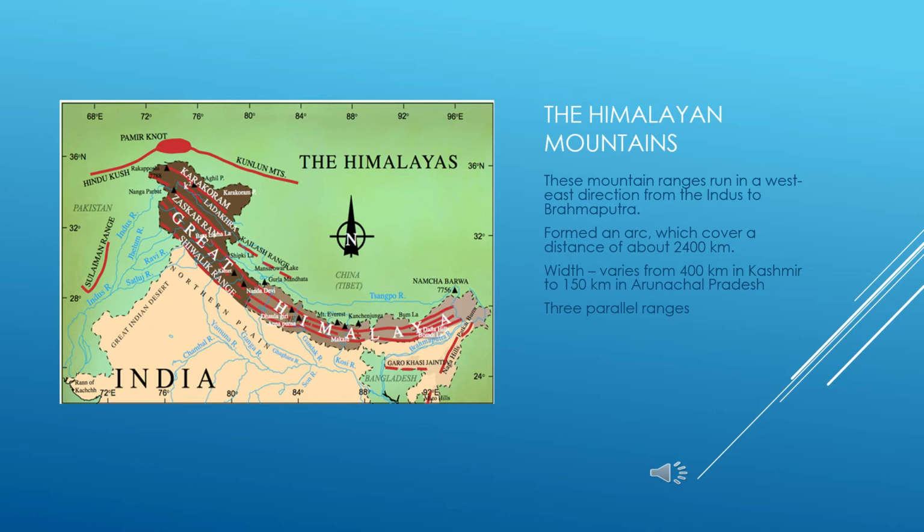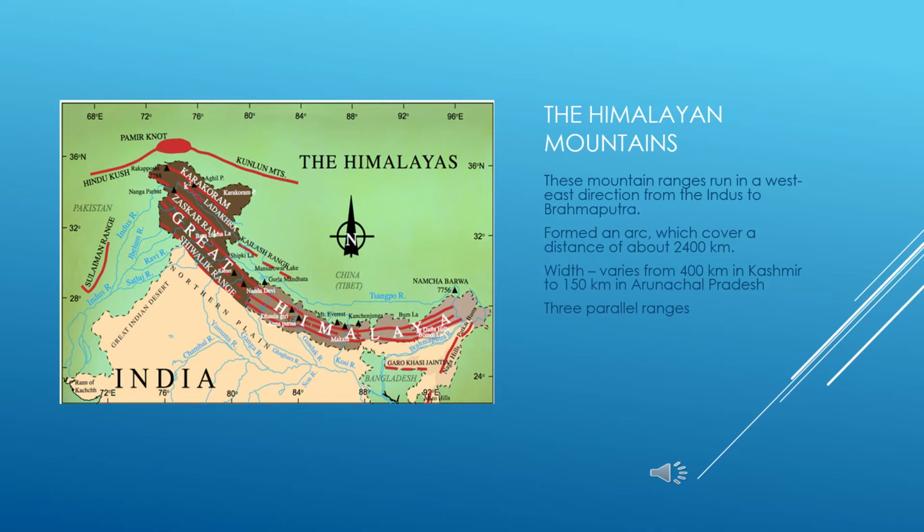So these mountains are stretched over the northern border of India. When we talk about the mountain ranges, you can see that they run in a west to east direction from the Indus to the Brahmaputra.